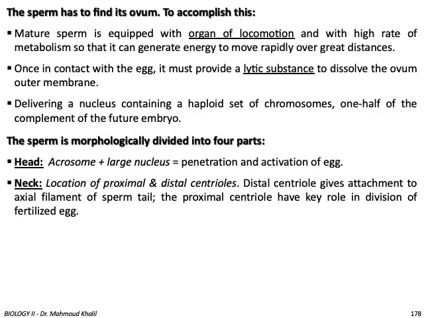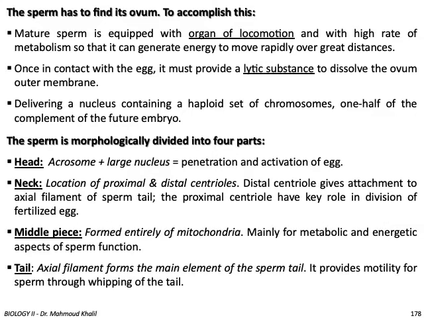The sperm is morphologically divided into four parts. Head, which contains the acrosome and a large nucleus, and this acrosome aids in the penetration and activation of the egg. Neck, which is the location of two centrioles, the proximal and distal centrioles. The distal centriole gives attachment to the axial filament of the sperm tail, while the proximal centriole has a key role in the division of the fertilized egg.